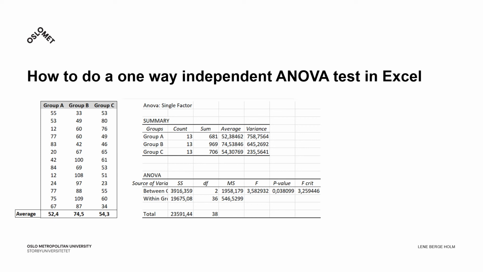There is a lot of numbers to look at here, but for now we will just look at this one, which is the p-value, which is 0.04. This is lower than the significance level of 5%, and that means I can reject the null hypothesis, and I can conclude that there is a difference between group A, B, and C. What I don't really know is which group is different from which.